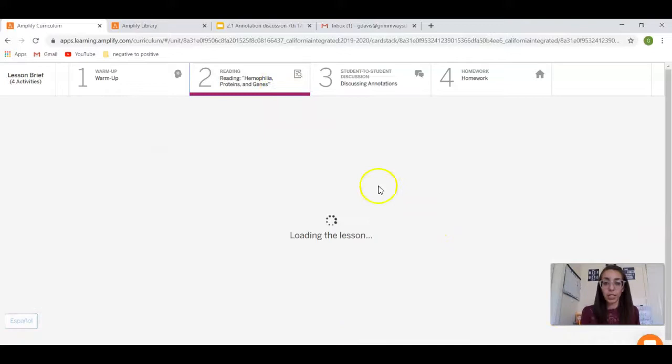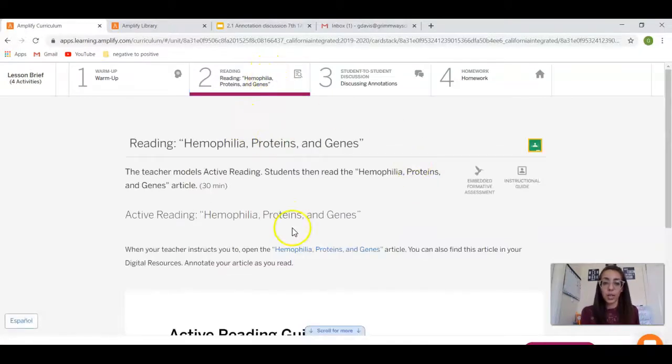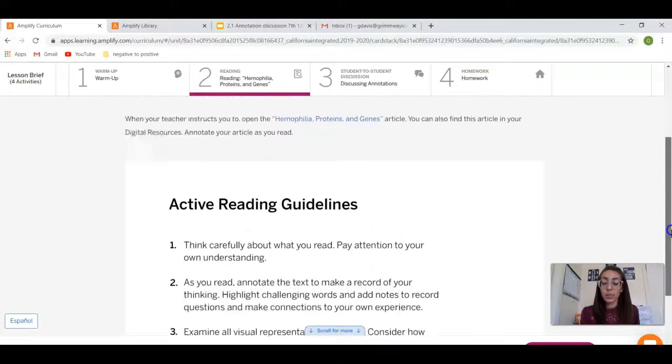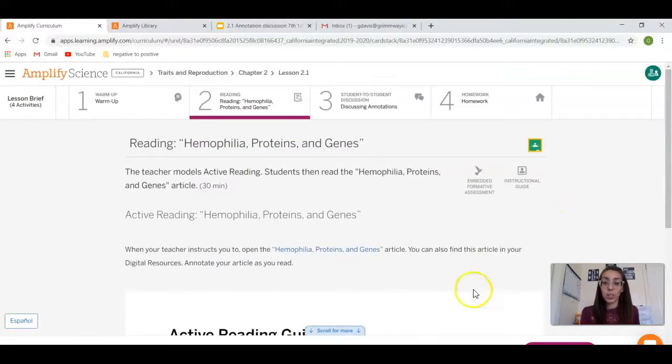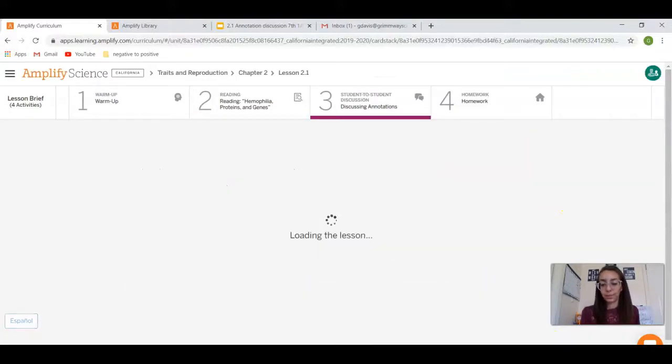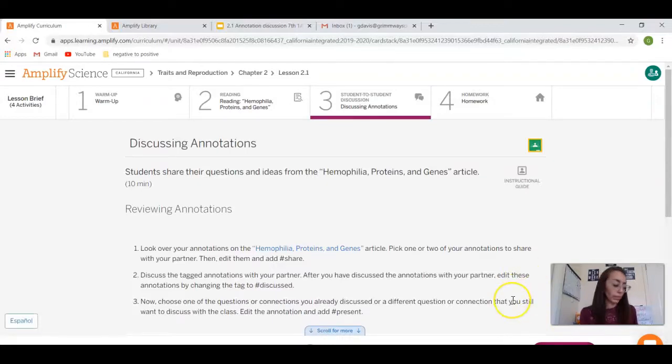Article, right? So it's right here in the reading. It's right here in the blue. Just click on it, open it up. If you need to see the active guidelines again, go ahead, pause it, and get your annotations going. All right, so I'm assuming you paused it. If not, this is awkward.